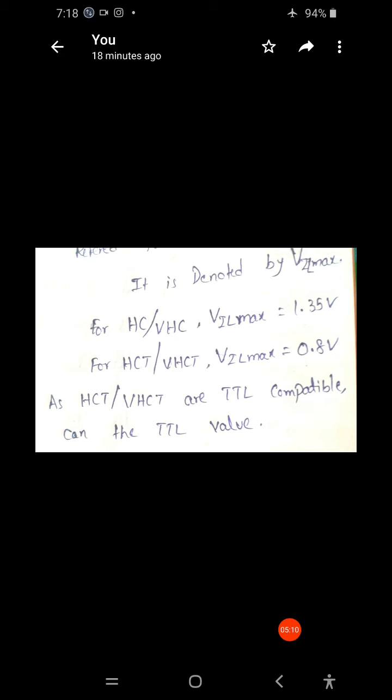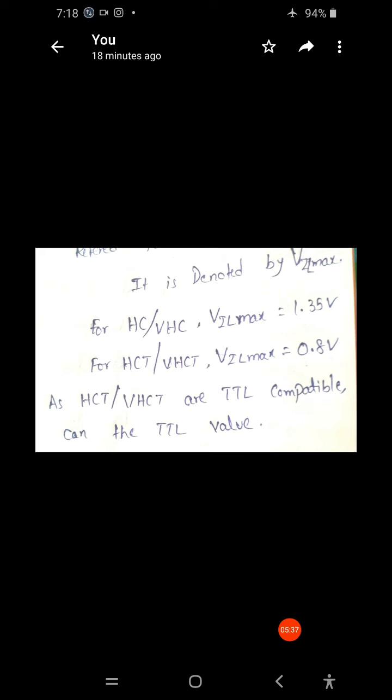In HCT or VHCT, the T indicates TTL compatibility. So these are the values for HC, VHC, HCT and VHCT. That is the low level input voltage, and these have different values.